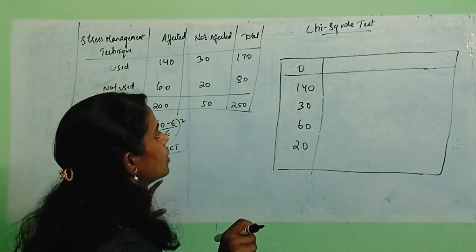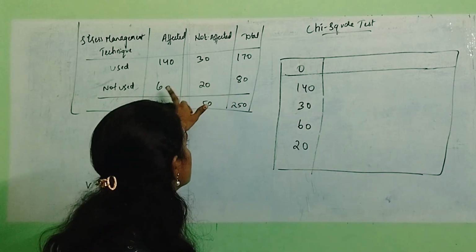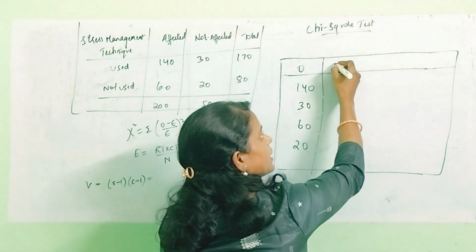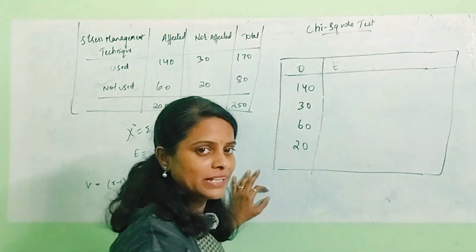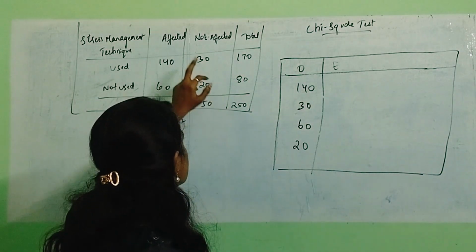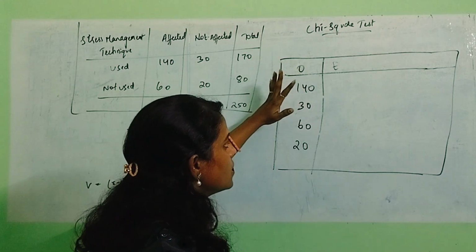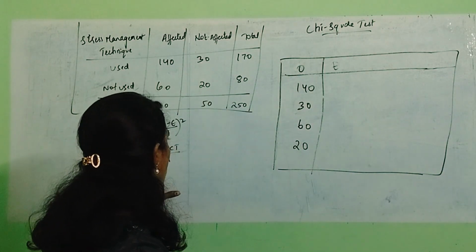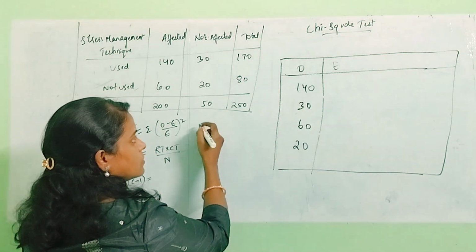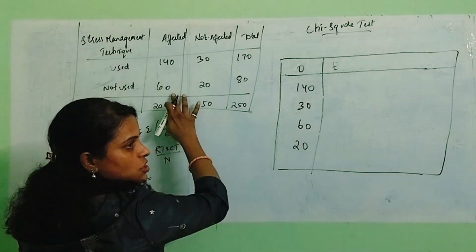Okay, so see here, first the observed frequencies I have written here: 140, 30, 60 and 20. So these are the observed frequencies we have. Next we have to find the expected frequency, E. The expected frequency is found by row total into column total by N. So what is a row total and column total? First for 140, where is 140? It is in the first row and first column.